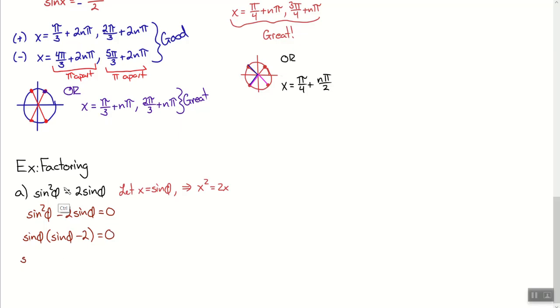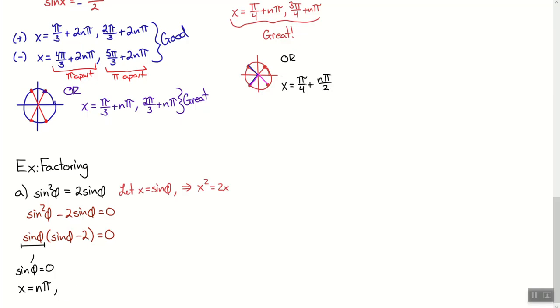It is either, and I'm going to change color just so we can differentiate between these, that this first factor, sine phi, is equal to 0. So either sine phi equals 0, and I'm thinking about my unit circle, and I recognize that that happens at 0 and pi and 2 pi and 3 pi and 4 pi and 5 pi. So I'm just going to simplify that by saying, pick any n as long as it's an integer and multiply it by pi, and we have it. This factor leads to this root.